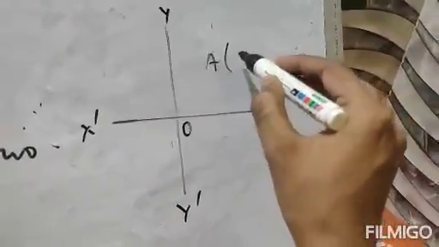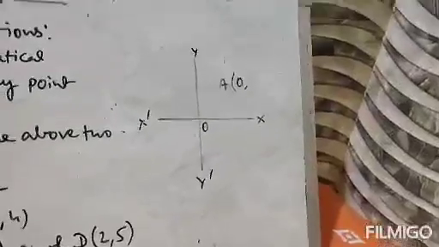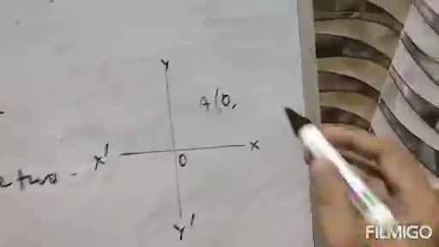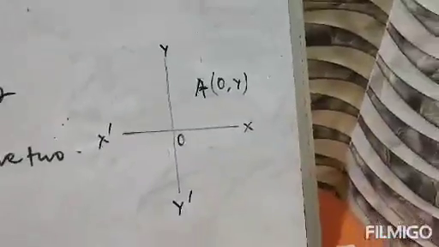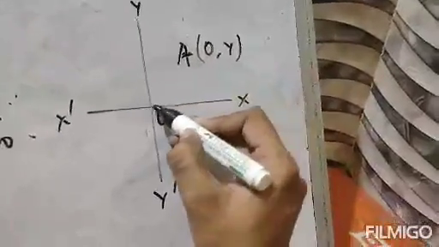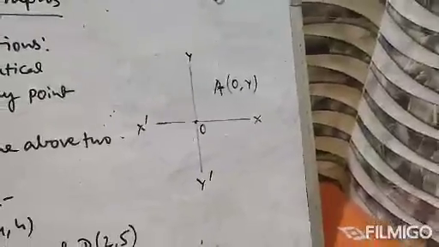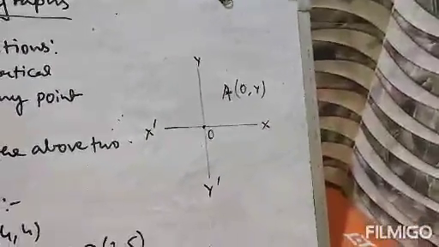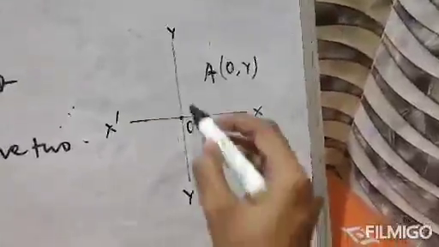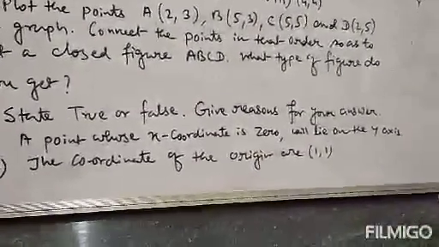Clear, the x coordinate is 0, that means the first one will be 0, and the y coordinate is, suppose it is y, so 0 comma y. Now as the x coordinate is 0, it will be here, and the y coordinate will be, suppose it is y, clear. So the statement says that it will lie on the y-axis. Now this statement is true.